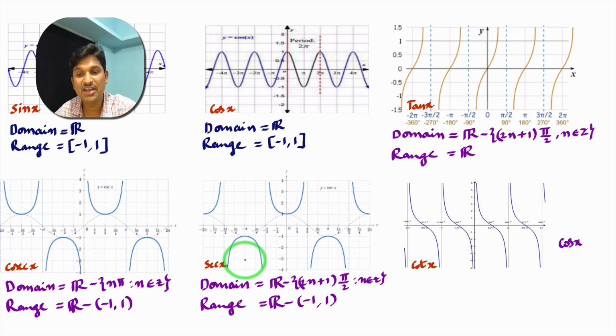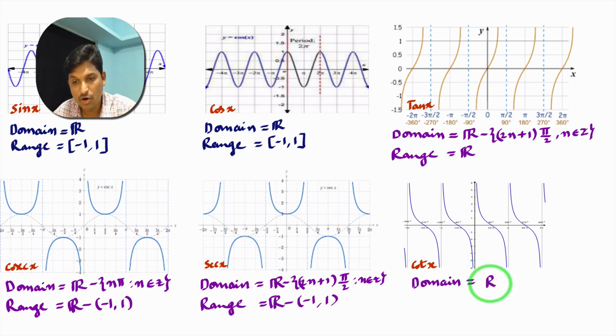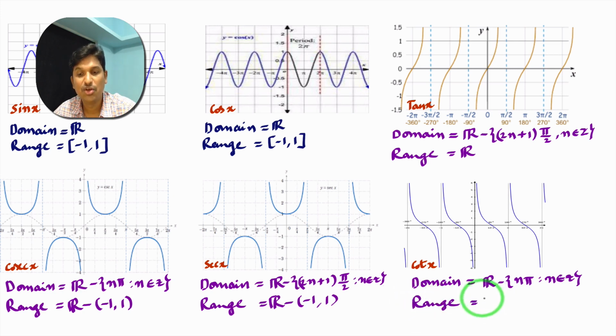So what is the domain of cot x? I'll write the domain. The domain of cot x is all real numbers except n pi, where n is an integer. Okay, now it's about range. What is the range? Range is all real numbers. You can see the graph. Range is all real numbers. So with this, all the formulas related to trigonometric functions we covered.